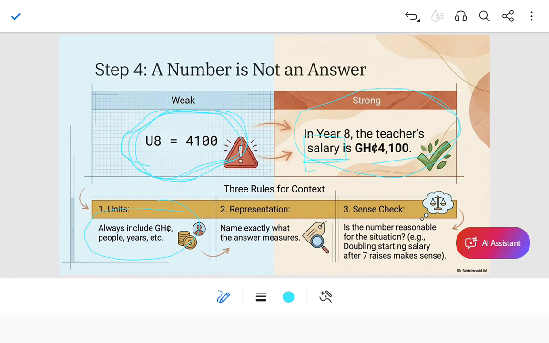Good. And is the number reasonable for the situation? Doubling the starting salary after 7 raises makes sense. Make sure whatever you are answering or writing makes sense to the reader.